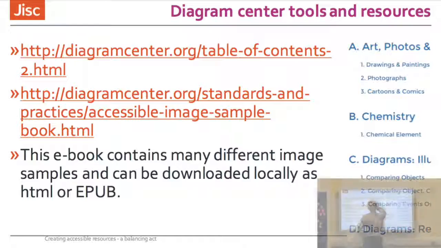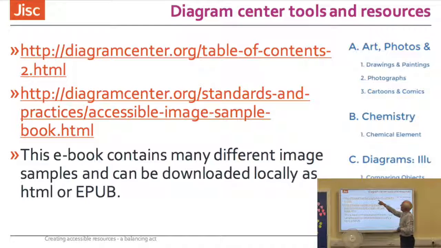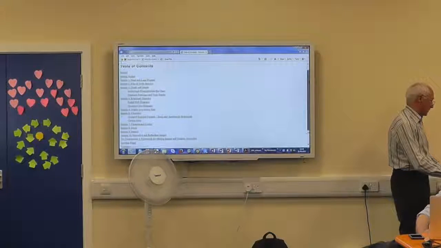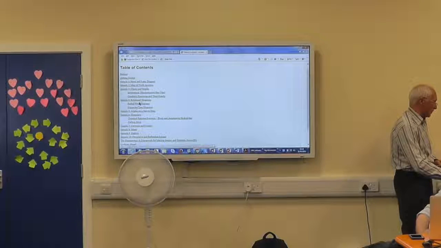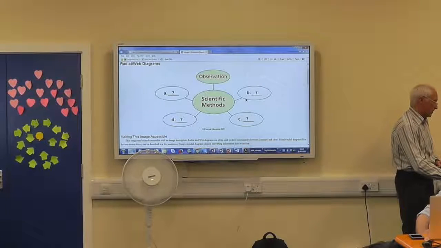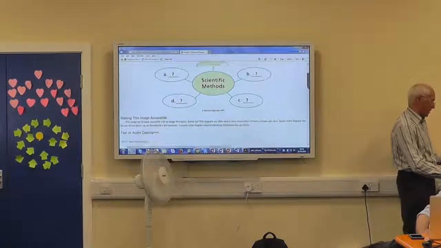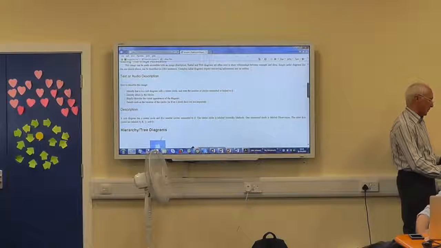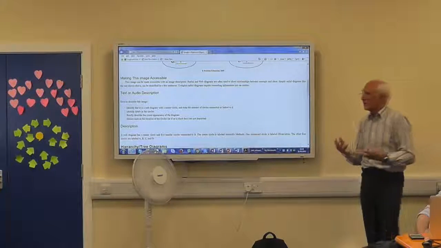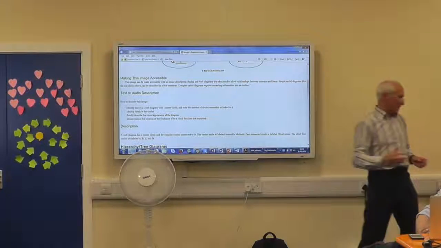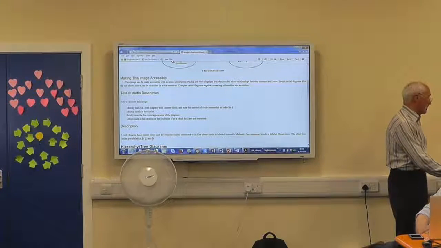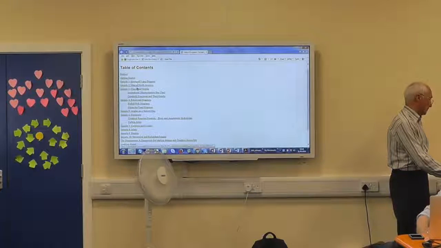And there's this diagram centre here that has a really nice flow diagram that shows you the sorts of questions to ask when you're thinking, does it need an image description or not? And there's a downloadable book. The book has loads of example diagrams on it, and for each of those diagrams, there's a sample diagram, and then it talks about making this image accessible, and then different ways of making it accessible, or indeed with some of the other examples, it talks about whether it needs to be made accessible at all.